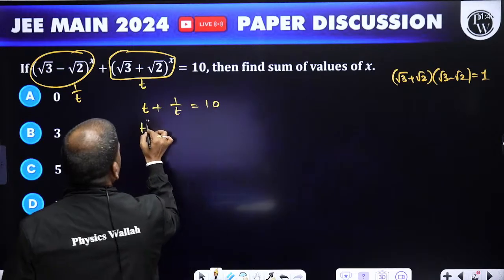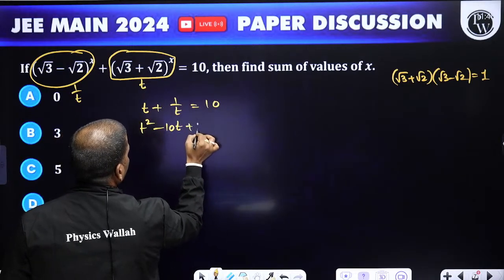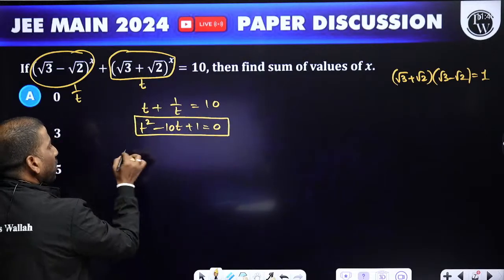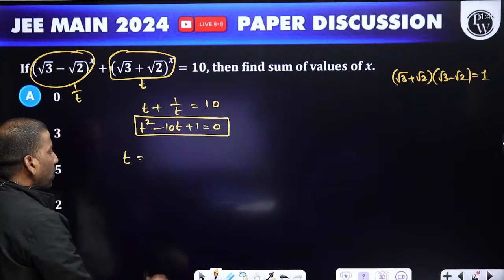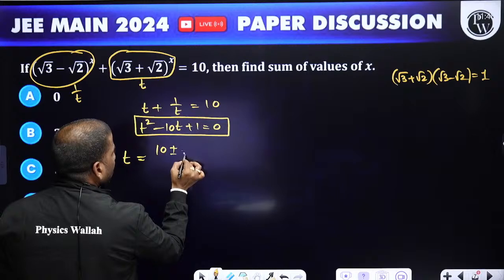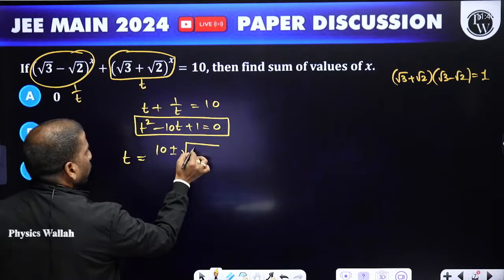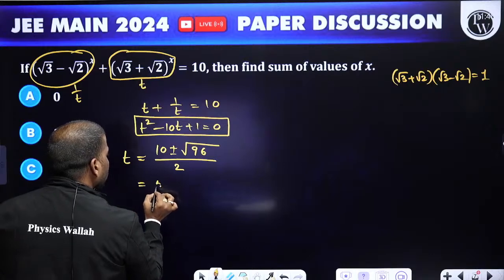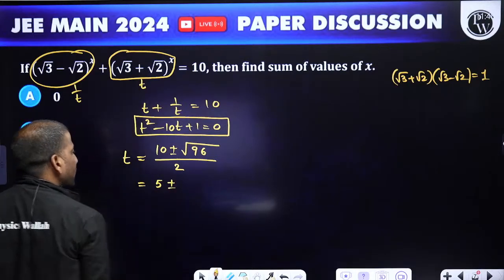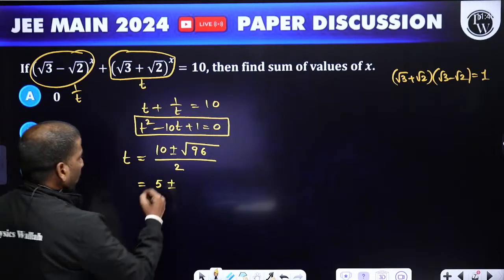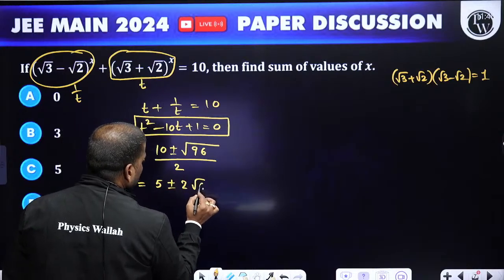So t square minus 10t plus 1 is equal to 0. This is a quadratic equation, but we are not getting factors here because it has irrational roots. So t equals 10 plus or minus under root 100 minus 4, that is 96, by 2. So that means 5 plus or minus, 16 times 6, so 4 times, so 2 root 6.